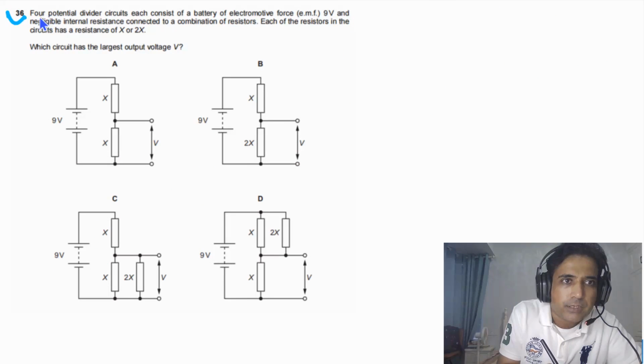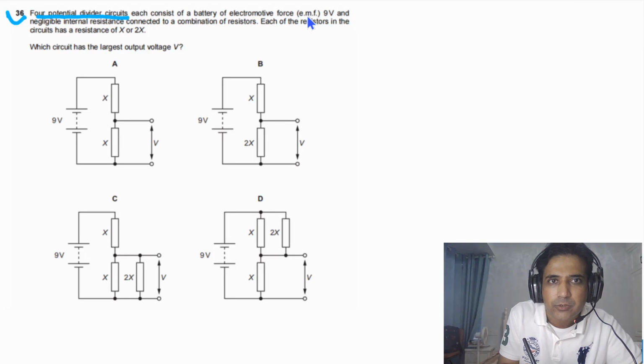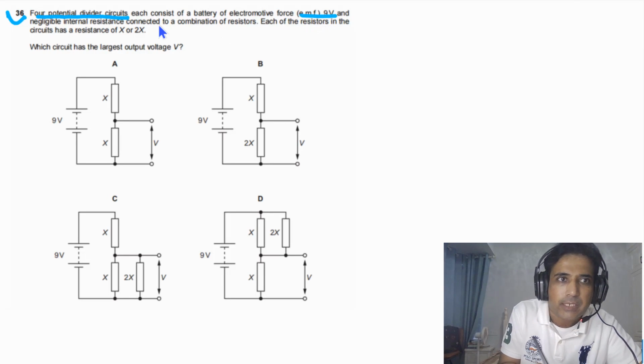Question 36 says four potential divider circuits each consist of a battery of electromotive force 9 volts and negligible internal resistance connected to a combination of resistors. Each of the resistors in the circuit has a resistance of X or 2X. Which circuit has the largest output voltage V?